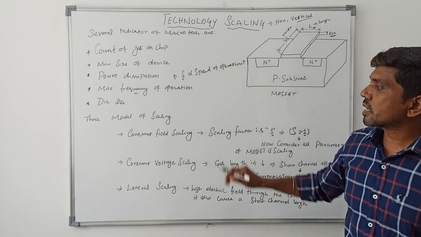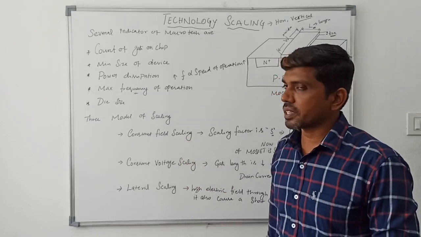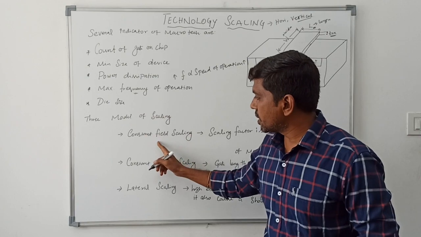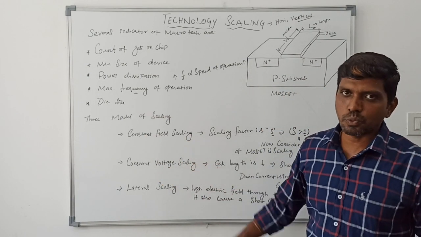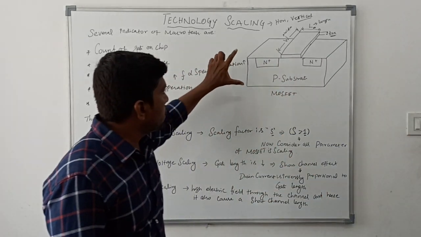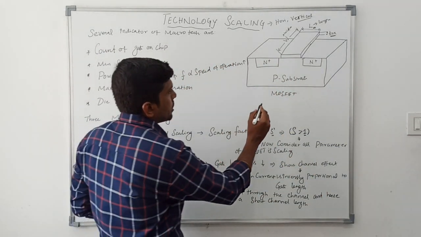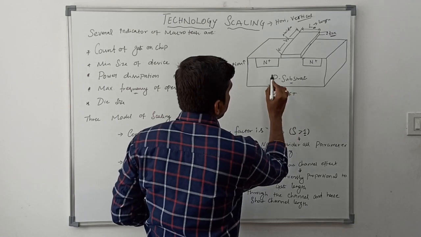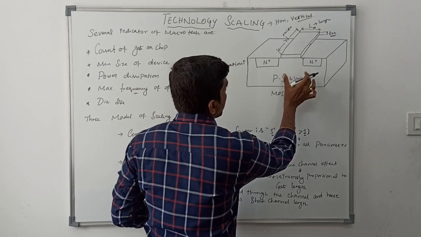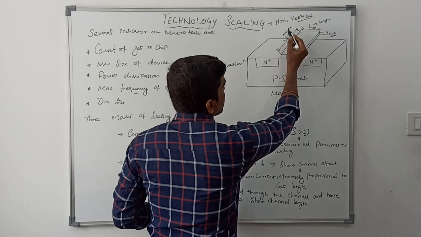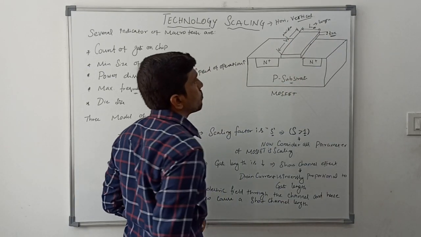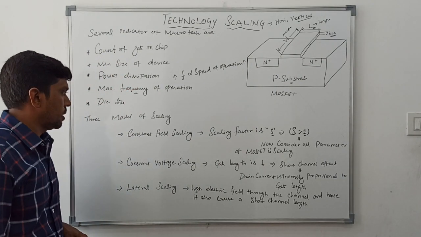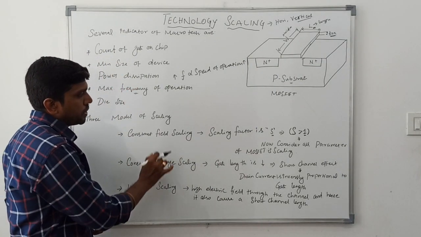In this technology scaling, we follow three models of scaling. The first one is constant field scaling, then constant voltage scaling, and lateral scaling. We will discuss them one by one. This is the basic structure of a MOSFET. In this MOSFET, the substrate is p-type and two n plus regions are formed. W represents the width of the gate, L represents the length of the gate, and T-ox represents the thickness of the oxide layer.